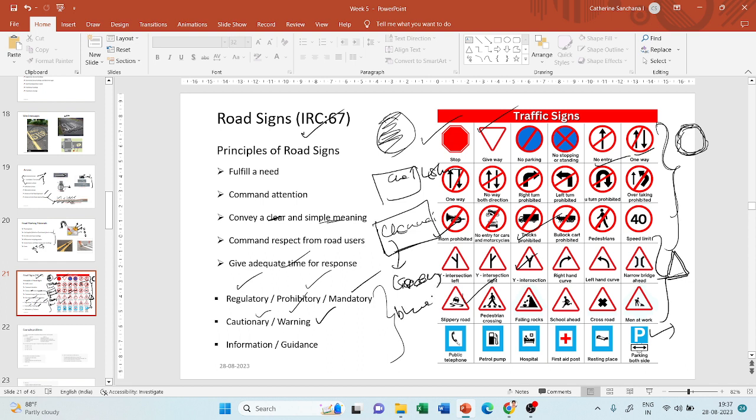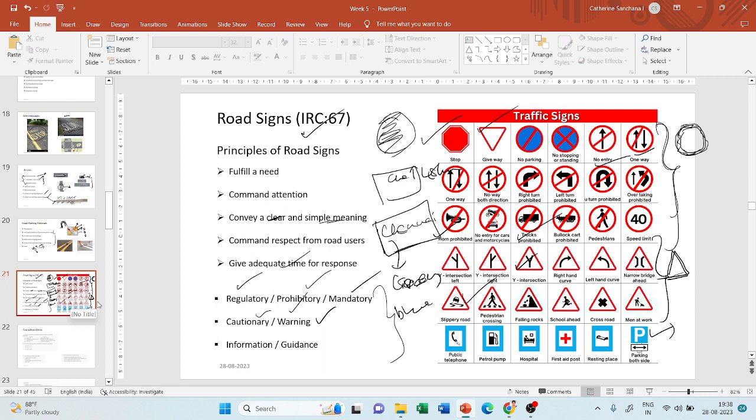Okay, so there are many colors for this board, and this color will depend on the type of roadways. So expressways will have a different direction board. National highways will have a different direction board in terms of colors. Okay, so this is what information or guidance sign is all about.